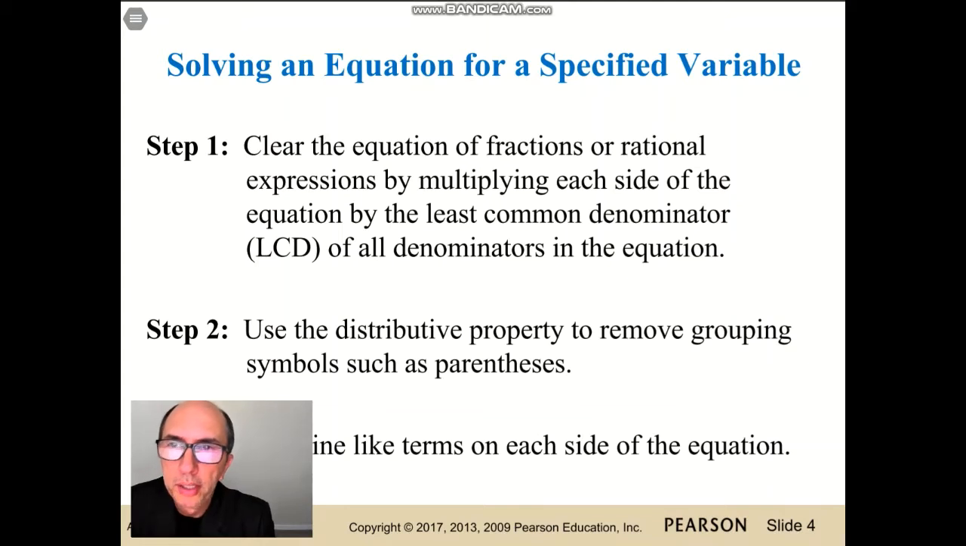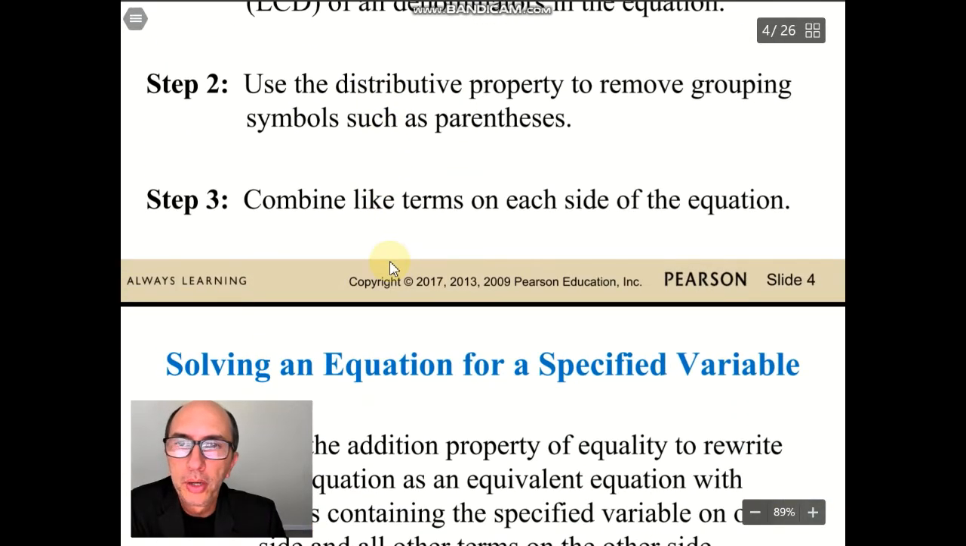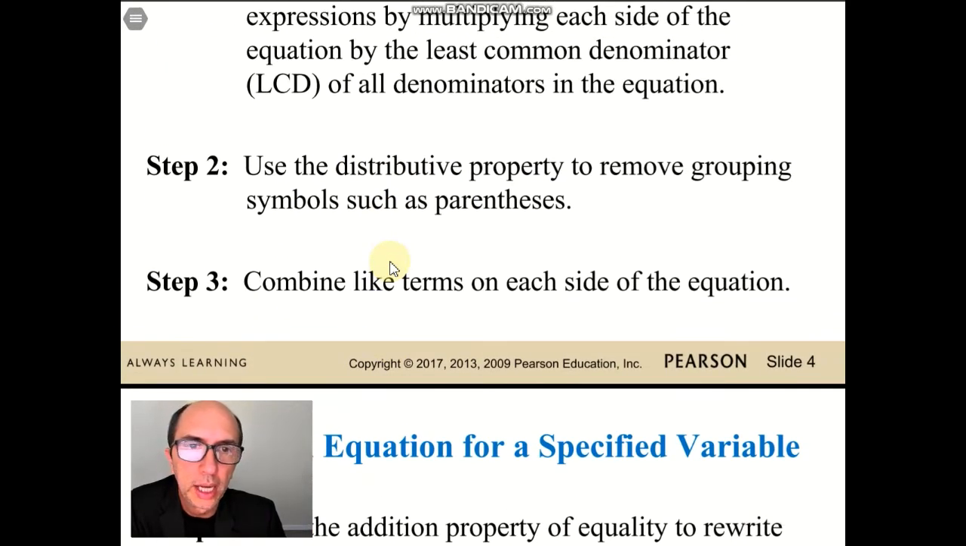Step 1 to solve an equation for a specified variable is to clear the equation of fractions or rational expressions by multiplying each side of the equation by the least common denominator. The next step is to use the distributive property to remove grouping symbols such as parentheses, and step 3, combine like terms on each side of the equation.